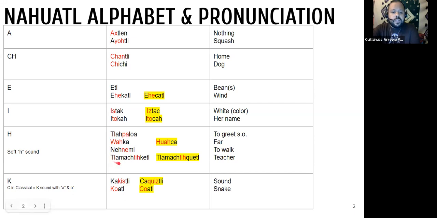Right, so you see here the CH sound. Always ch, right? Not like in English, like sometimes when you see CH in English, like in the word chrome, it's a K sound, but in Nahuatl it's always a ch sound. Tlamachtihket. Also, you notice that some of the syllables or a set of letters that make a sound are highlighted in red. Now, this is important to note, so make sure you jot it down.